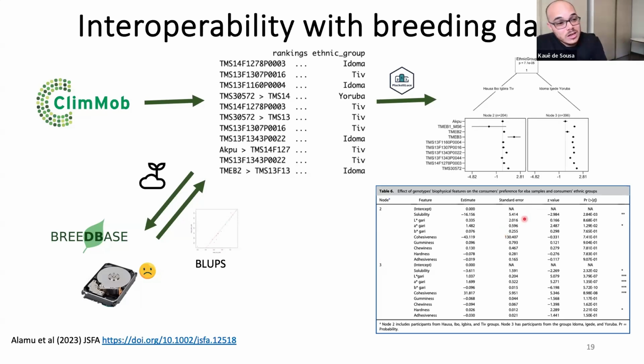So for example, here in this case, we saw that for this group, the color of the gari, of the cassava gari, is really important when they are assessing its quality. So this is something that you can do by combining cleanup data, Tricot data with breeding data.